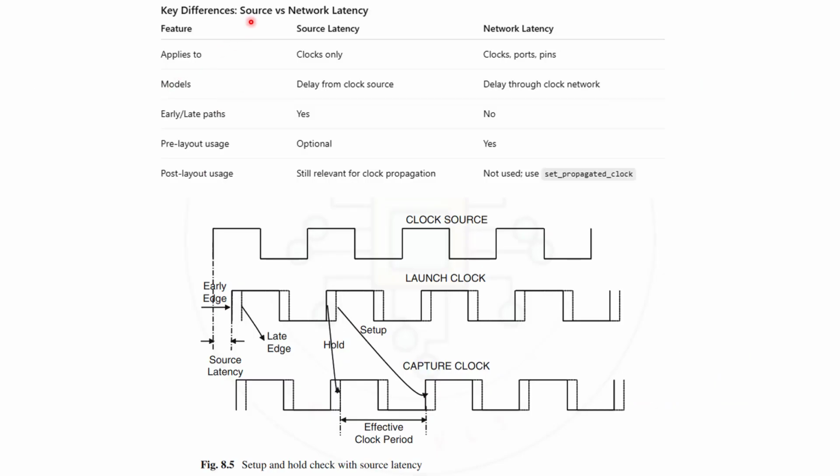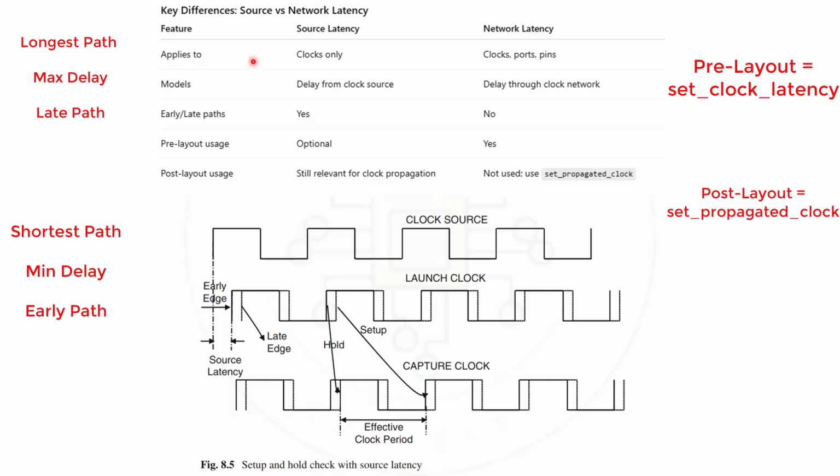So this is a summary of the difference between source and network latency. Source latency applies to clocks only, whereas network latency is applicable for clocks, ports and pins. Source latency models delay from the clock source, whereas network latency is for delay through the clock network. And -early and -late should be used only for source latency, that's why it is yes, whereas for network latency it is no. Next, pre-layout usage: for source this is optional, whereas for network you have to use set_clock_latency pre-layout. If it is post layout, then simply go for set_propagated_clock, whereas source latency is still relevant for clock propagation. And this is the figure I told you: if it is moving towards the right-hand side it is called late, if it is the left side it is called early.